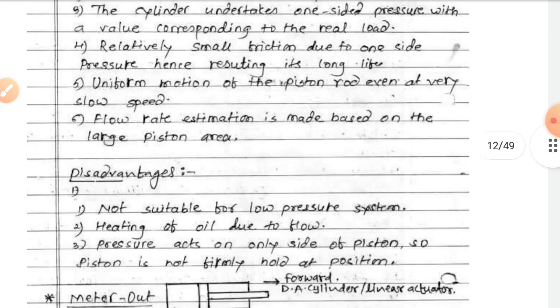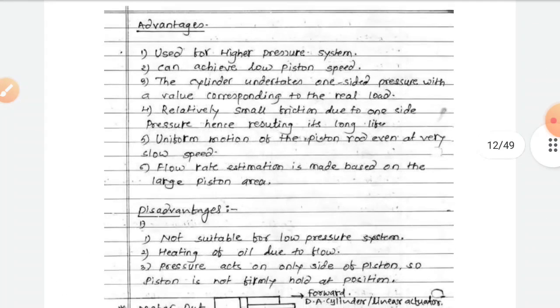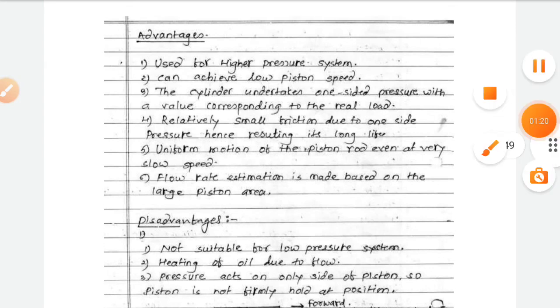Next point is disadvantages of metering circuit. In that, the first one is not suitable for low pressure system. Next disadvantage is heating of oil due to flow. Third disadvantage, pressure acts on only one side of the piston, so the piston is not firmly held in position. So those are the disadvantages we discussed here. Those are the advantages and disadvantages of metering circuit. So thank you.